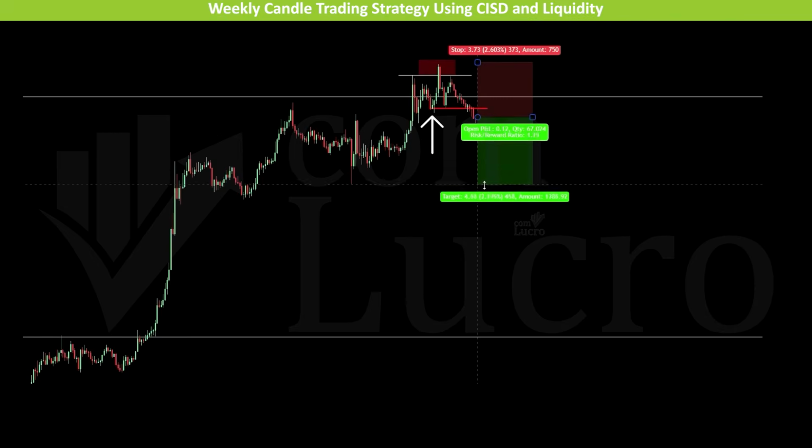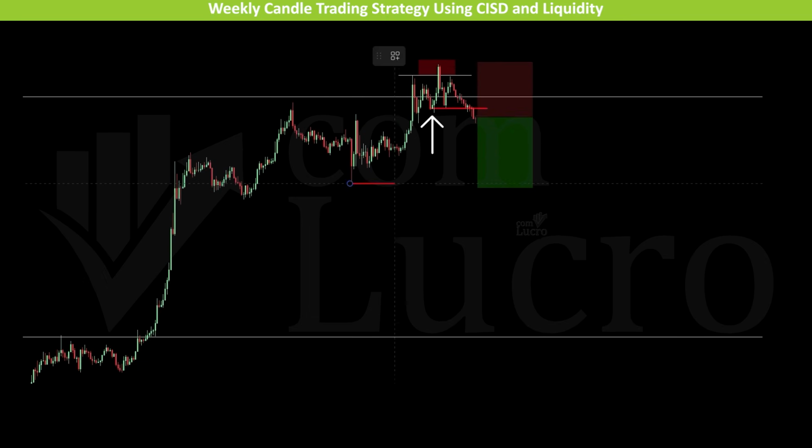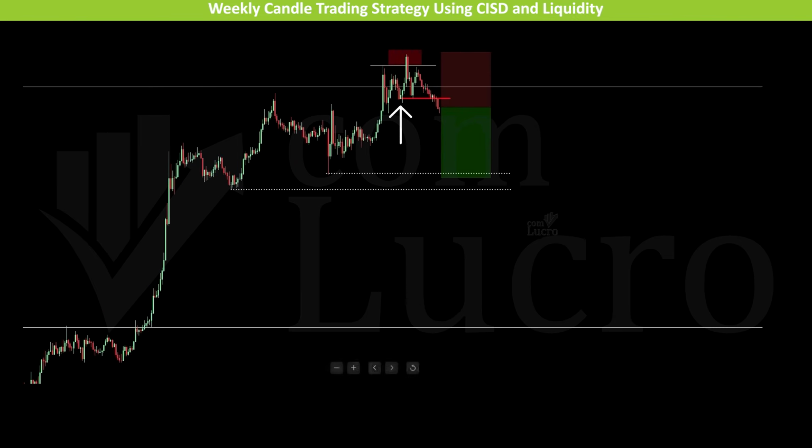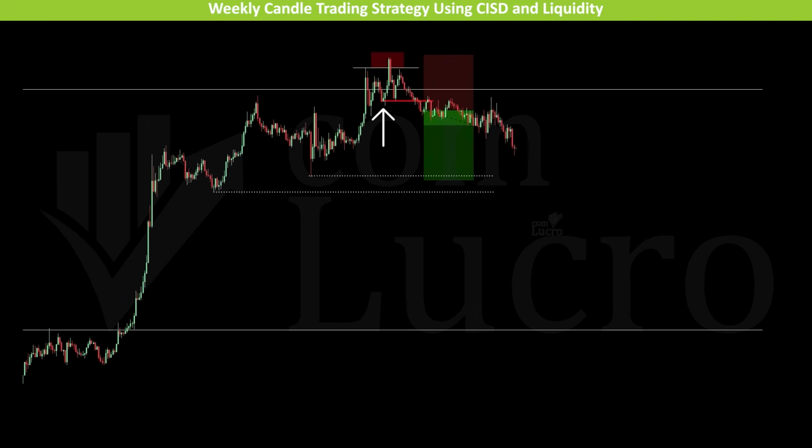One option is targeting these lower liquidity areas here. Another option is targeting these lows as well. A third option is simply targeting the weekly candle low, which sits at this level. Now, let us play it forward. If your take profit was set here, the trade would have closed successfully.